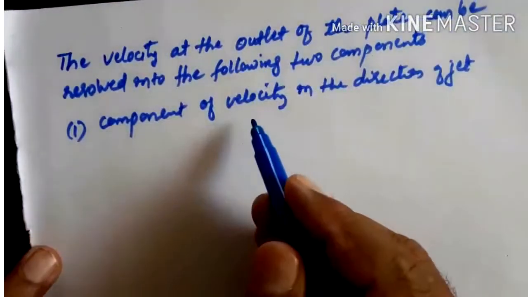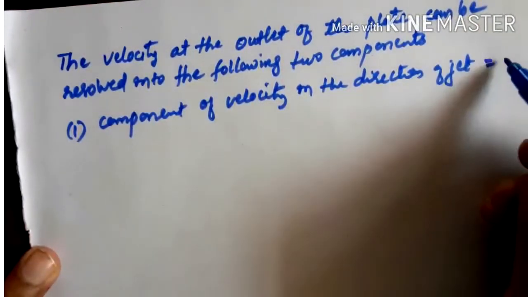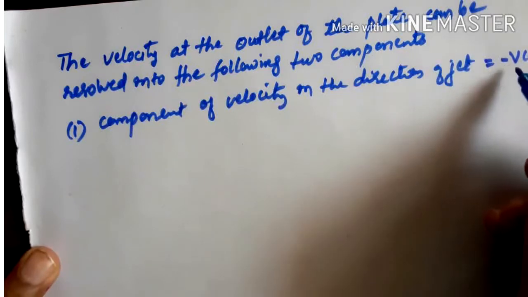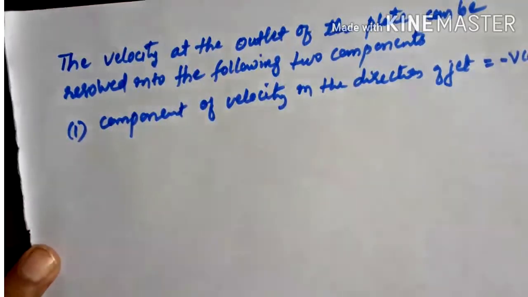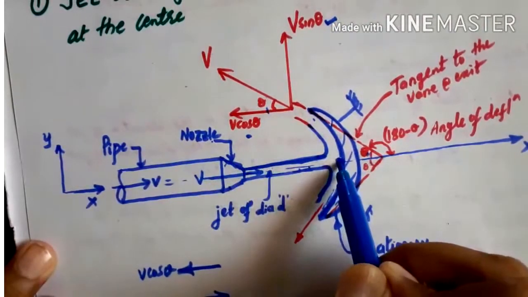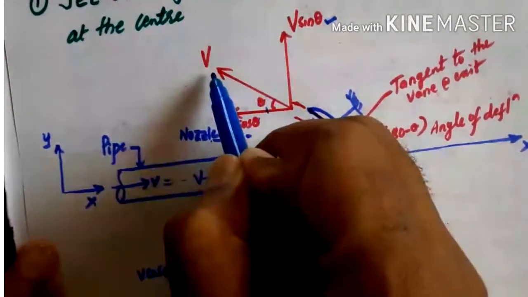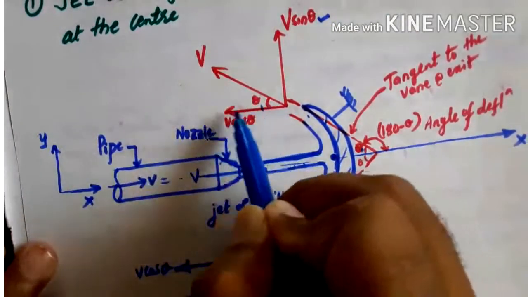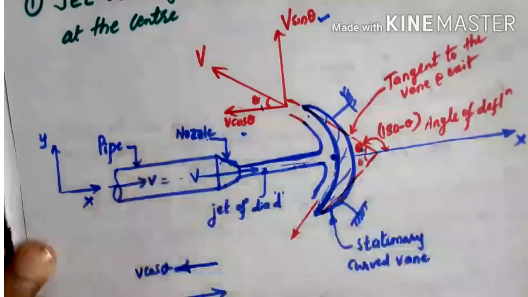So the component of velocity in the direction of jet can be written as minus v cos theta. Why the minus sign? It is coming in the opposite direction. The negative sign indicates that the velocity of the jet at the outlet is in the direction opposite to the jet of the fluid. See, this is the velocity v striking the vein at the center and coming out with a velocity v, making an angle theta. When you resolve this, we get in the direction of jet but in opposite direction, v cos theta.